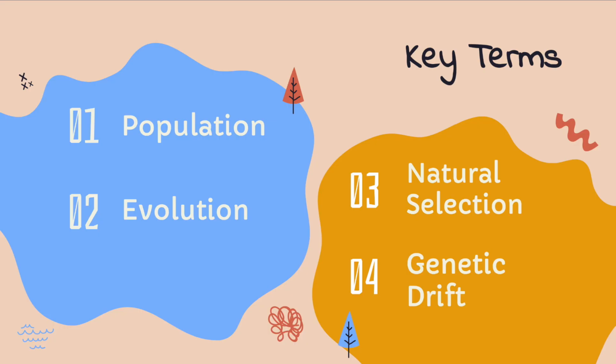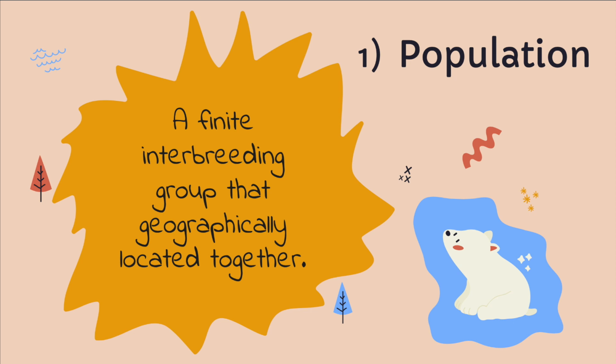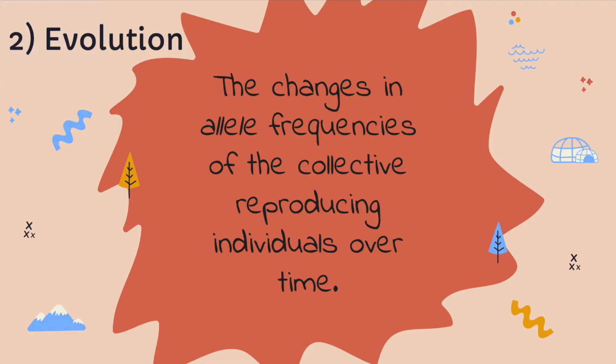To start this conversation, we will define some important terms. First, let us make sure we have a good understanding of what a population is. Here in genetics, we define a population as a finite interbreeding group that is geographically located together. A population is the basic evolutionary unit, meaning that individuals do not undergo evolution themselves, but rather the entire population does over time. Next, we will define evolution. Evolution within populations refers to the changes in allele frequencies of the collective reproducing individuals over time.